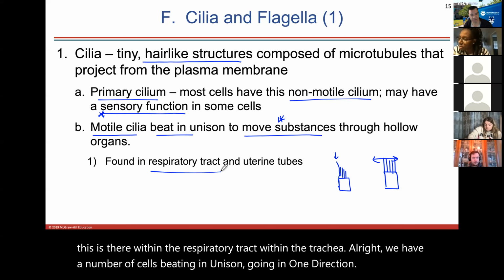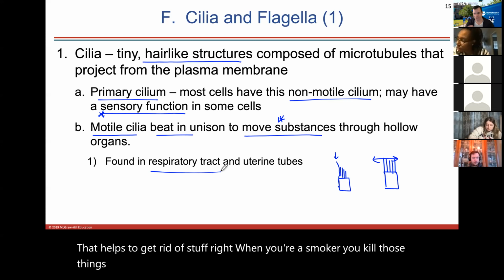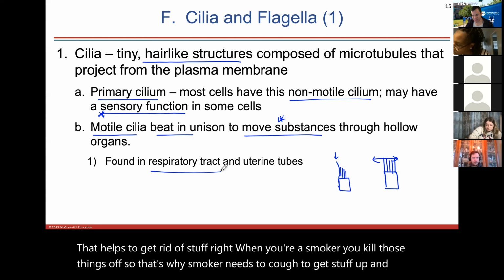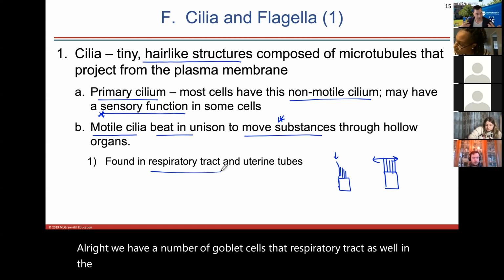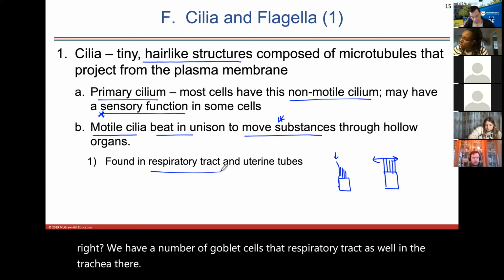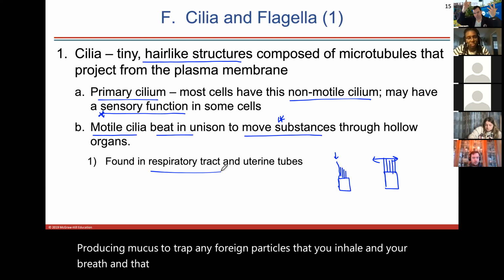That helps to get rid of stuff, all right? When you're a smoker, you kill those things off. So that's why a smoker needs to cough to get stuff up and out, all right? We have a number of goblet cells in that respiratory tract as well, in the trachea there, producing mucus to trap any foreign particles that you inhale when you breathe. And that cilia helps to beat them up towards your mouth.